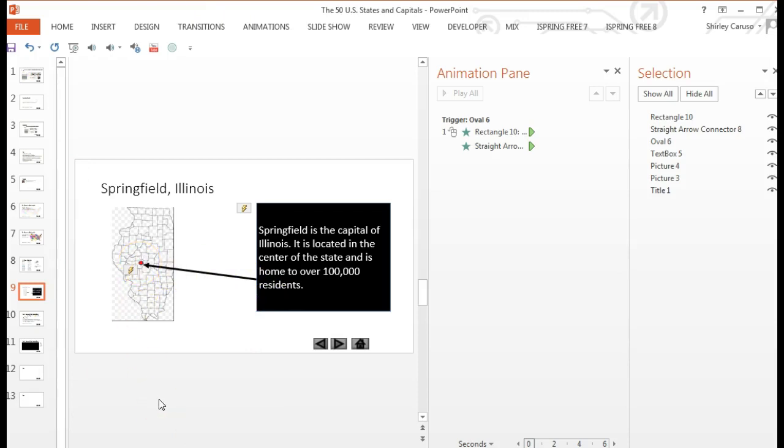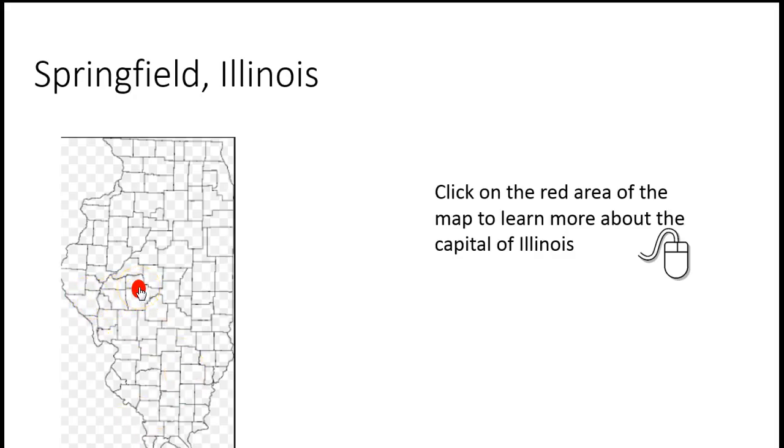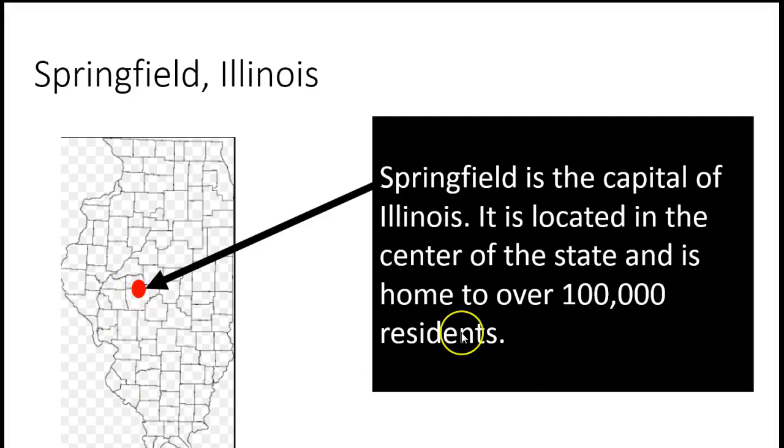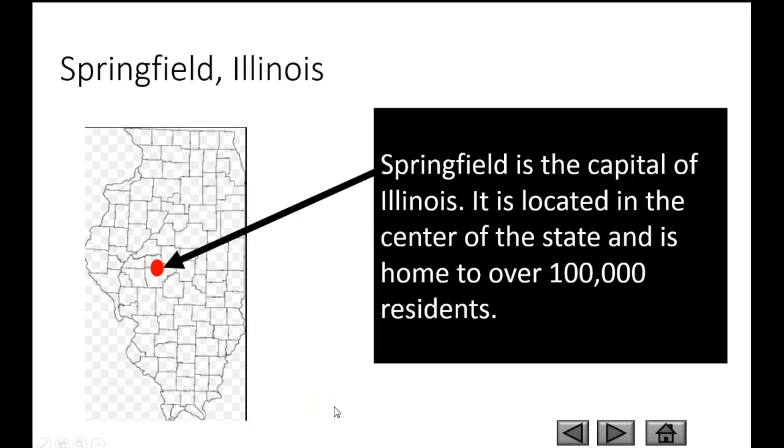So let's put this in presentation mode to see how everything is working. When the user clicks on the dot, the box appears with more information and the arrow appears indicating where Springfield, Illinois is. However, the choice that the learner has now is either to go to the previous slide, the next slide, or the home, when actually we would want to lead the learner back to that list of capitals so that they can choose another state and capital to see the map and to learn the population.